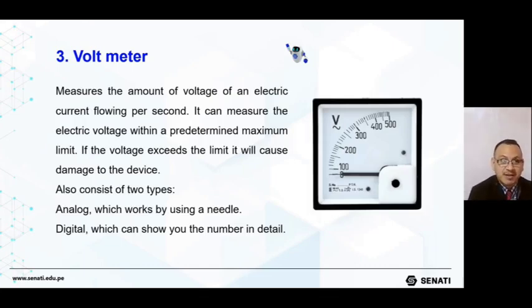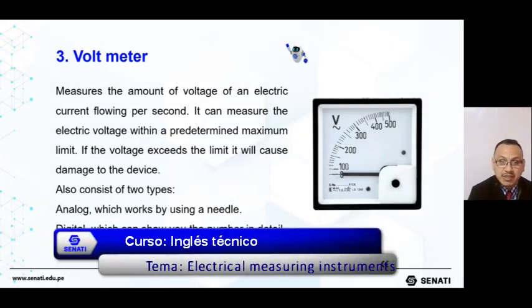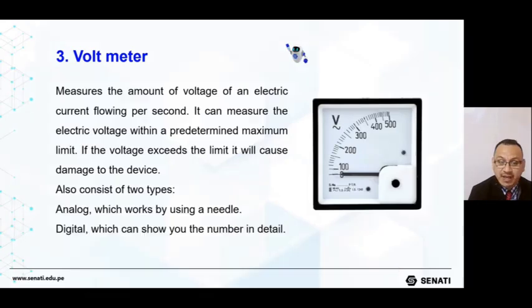Voltmeter. The voltmeter measures the amount of voltage of an electric current flowing per second. It can measure the electric voltage within a predetermined maximum limit. If the voltage exceeds the limit, it will cause damage to the device. It also consists of two types, the analog, which works by using a needle, and the digital one, which can show you the number in detail.